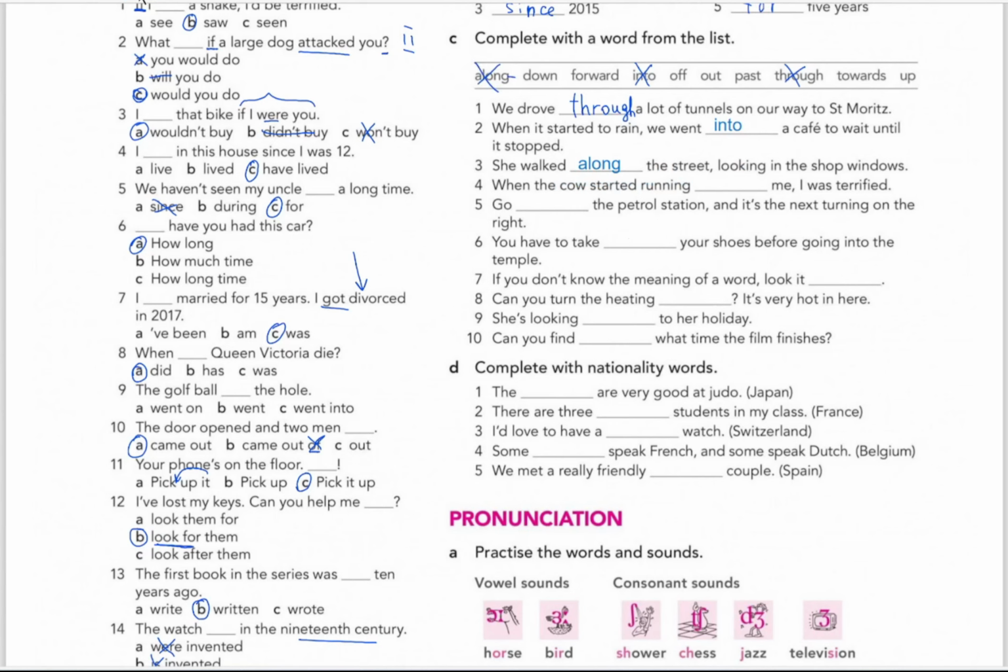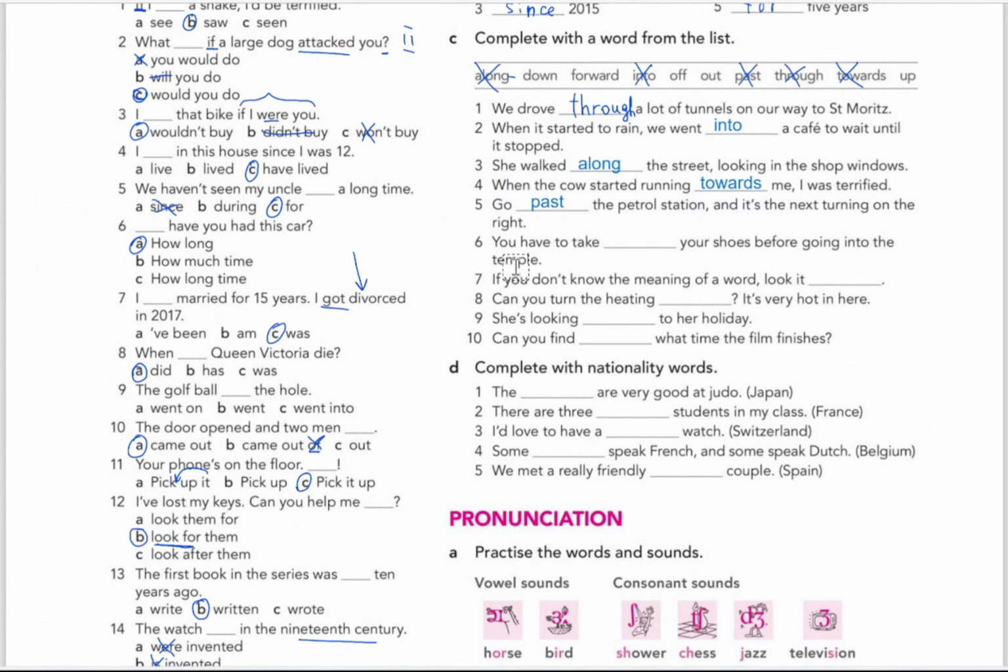Number four, when the cow started running towards me, I was terrified. So running towards me, to my side. Towards me, it means to my side. So here, toward is also gone. Number five, go past the petrol station, and it's the next turning on the right. So it's go past. Okay.